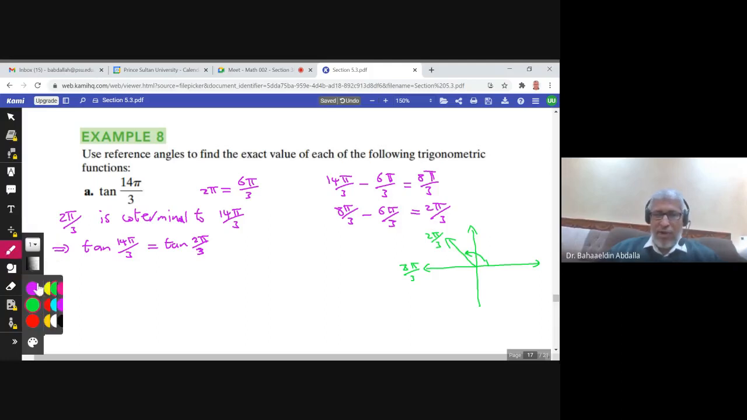Good. Now we need to find the reference angle. Where is the reference angle? This is the reference angle in the positive direction. So it is theta prime. So what is theta prime in this case? Theta prime is 3 pi over 3 minus 2 pi over 3.